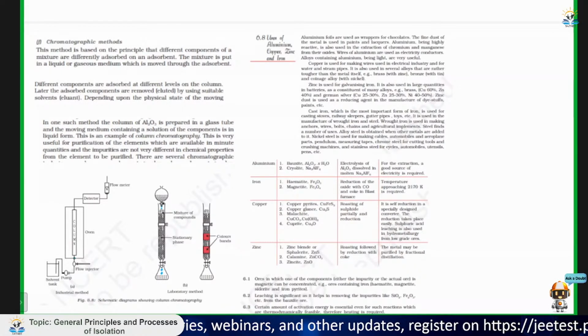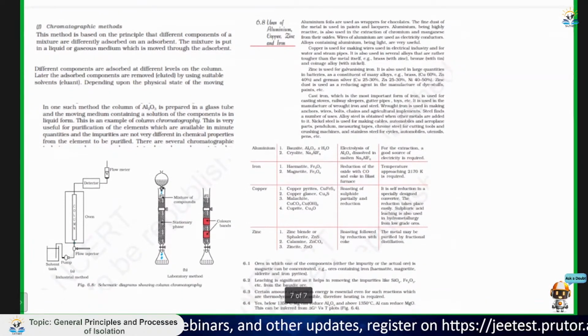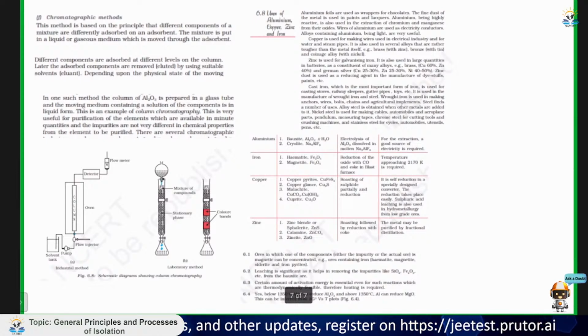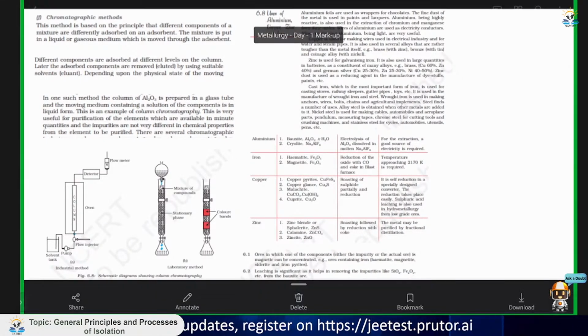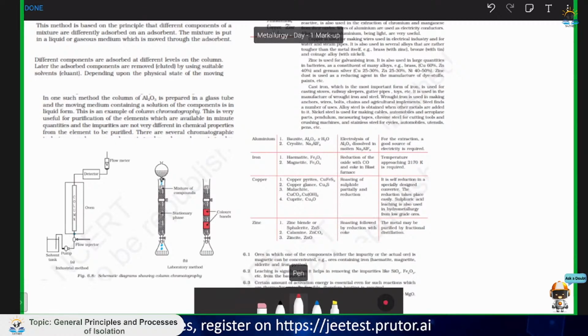Finally, some applications of the final metals we have so frequently obtained. Please read them.